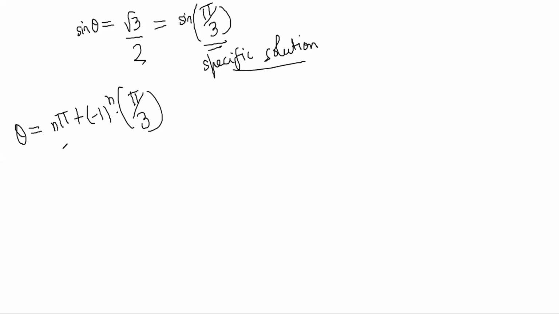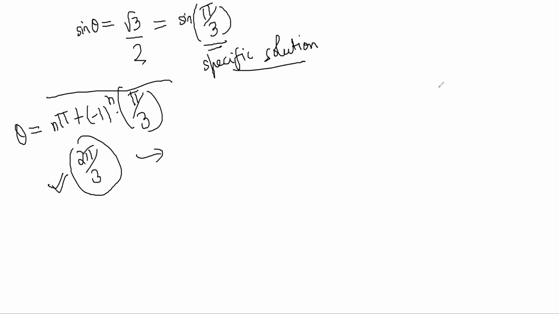Okay. So now you can check. n is equal to 0, you get pi by 3. n is equal to 1, you get pi minus pi by 3, so 2 pi by 3. Now 120 degree is also root 3 by 2, no? Sine 120. So that is correct. And n is equal to 2, you get 2 pi plus pi by 3, which is obvious. So again, all of the possible values of theta will fit in this formula.